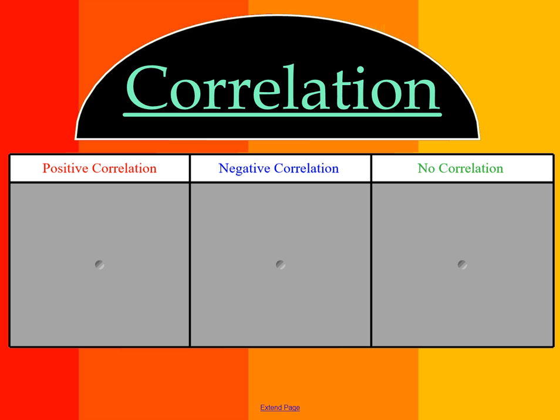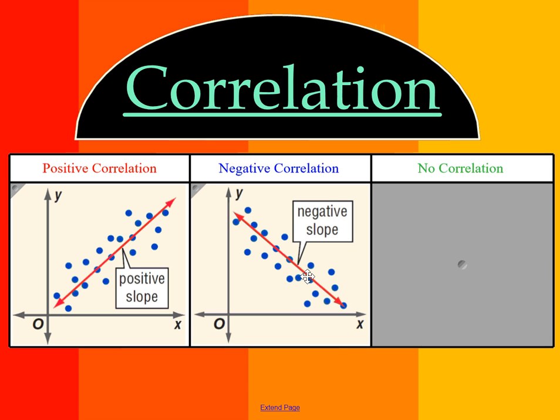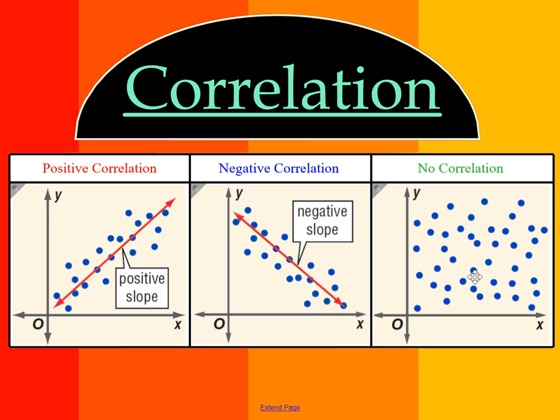So we have a positive correlation. As you can see, the dots tend to go up, so we call that a positive correlation. If the dots make a pattern where they appear to be going down, we would say that's a negative correlation. And if the dots are all over the place and don't really make a pattern, we say that is no correlation.